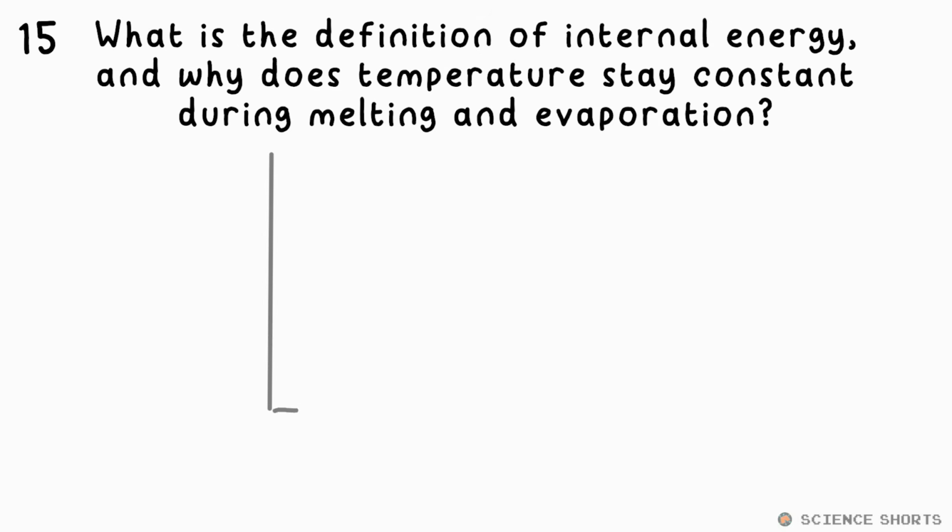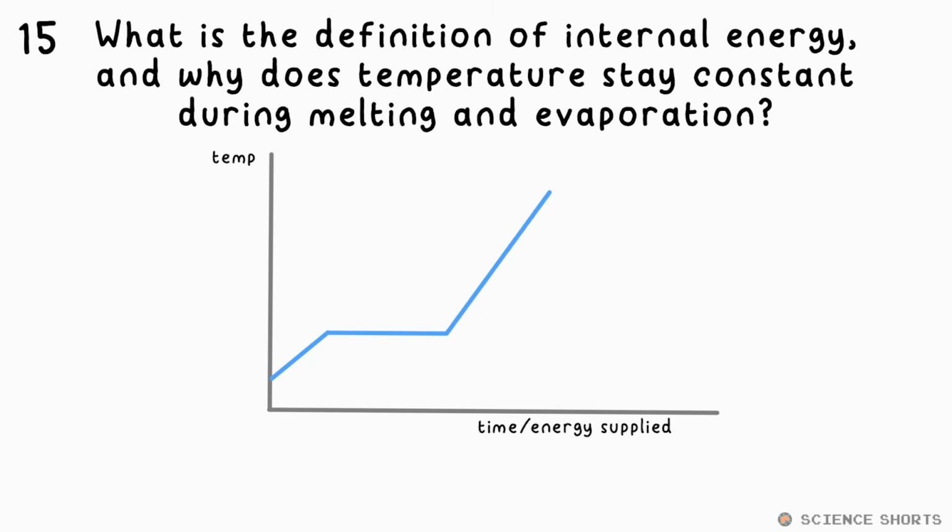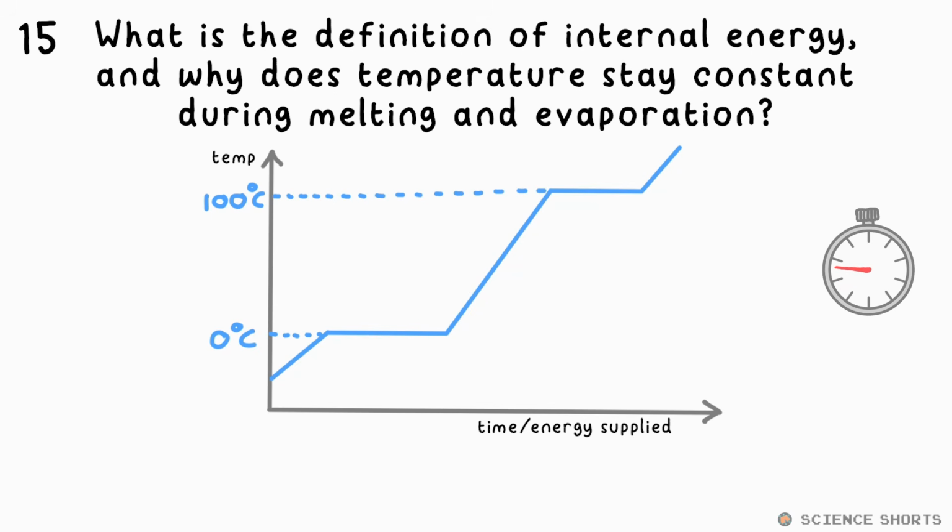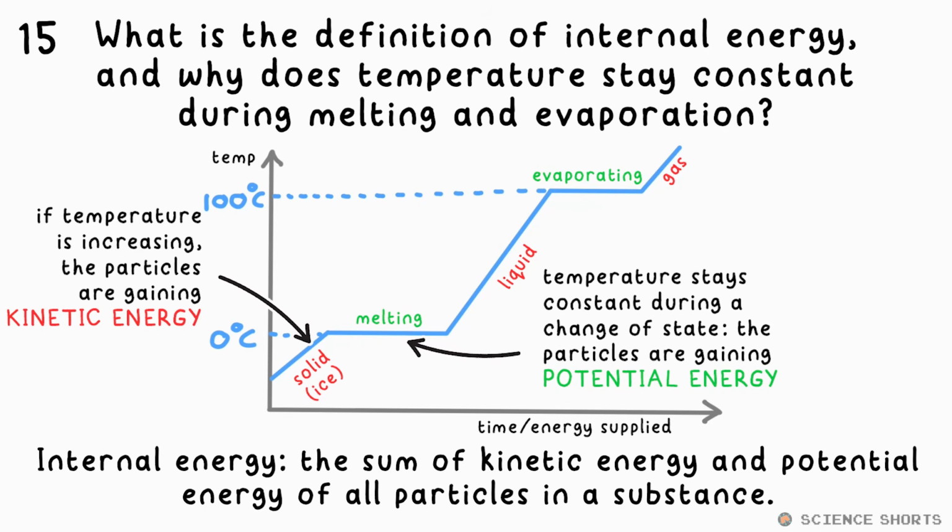Question 15. What is the definition of internal energy and why does temperature stay constant during the melting or evaporating of a substance? Internal energy is the sum of kinetic and potential energies of all particles in a substance. Temperature stays constant during a change of state because the energy supplied to the substance at these points is being used to overcome the forces of attraction between the particles. This only increases the potential energy of the particles. It's only once melted or evaporated that the kinetic energy of the particles can increase again, and this is an increase in temperature.